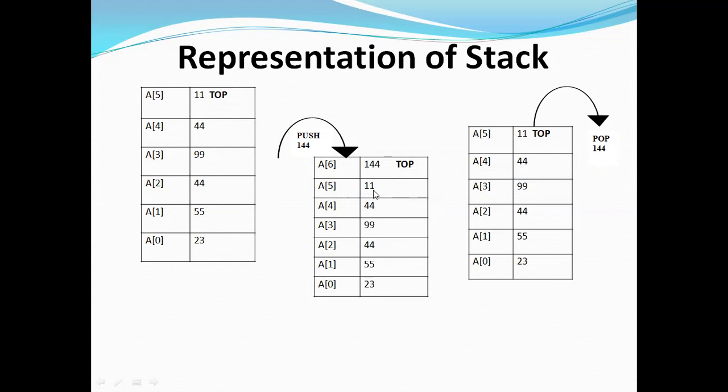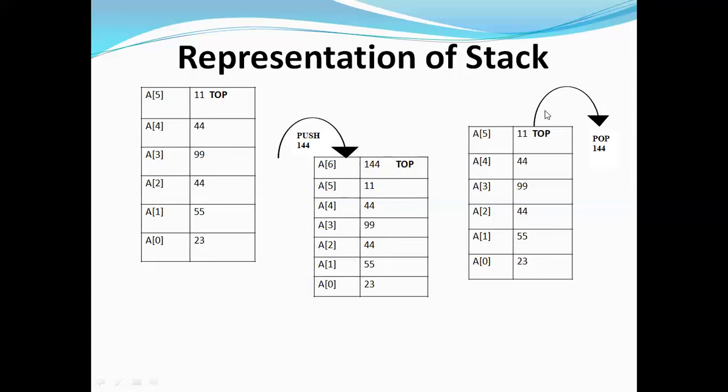It means now 11 will not be the top one because we have added one more element to the stack, that is 144. Now 144 will become the top of the stack. Earlier I was having 6 elements. After adding 144 to the stack, it becomes 7 elements.